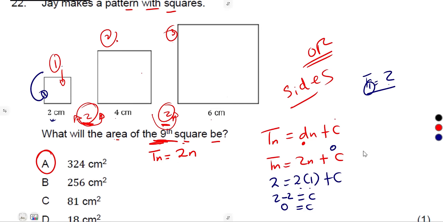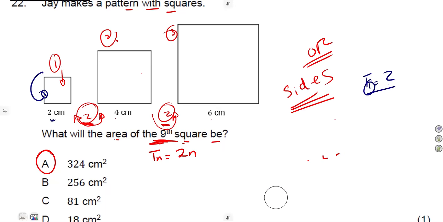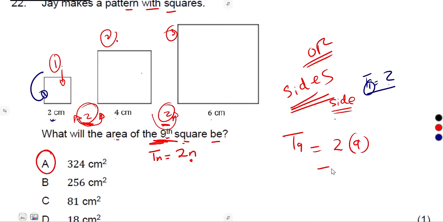It's a number pattern representing sides. Take note. So for the ninth square, T9, its side length is going to be 2 times n, which is 9. 2 times 9, that's 18 side length in centimeters.